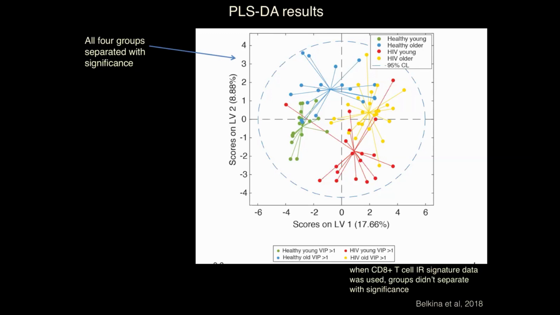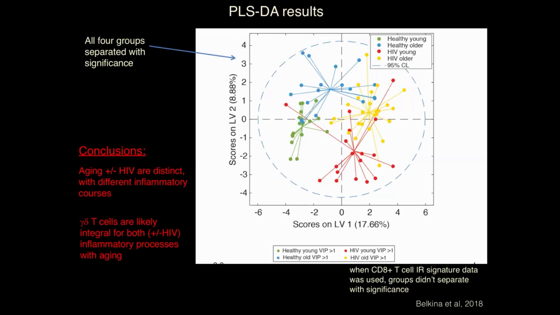So we were pretty confident to say that gamma delta T cells are integral to these 4 different inflammatory states, and that HIV younger subjects are clearly separated from healthy older individuals, meaning that HIV infection is not simply aging your immune system. When aging and HIV infection collide, that creates a completely new inflammatory network and process. Gamma delta T cells are likely a component of this divergent inflammatory process, aging without and with HIV. So the bottom line is HIV does not simply induce early aging.